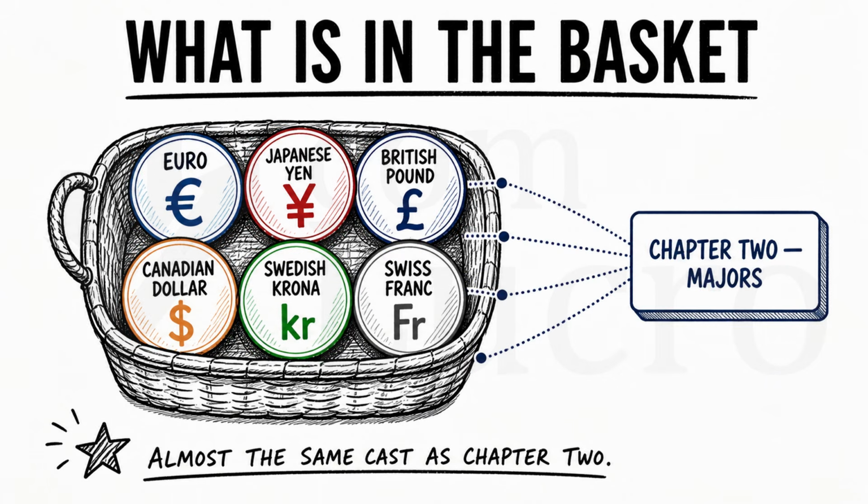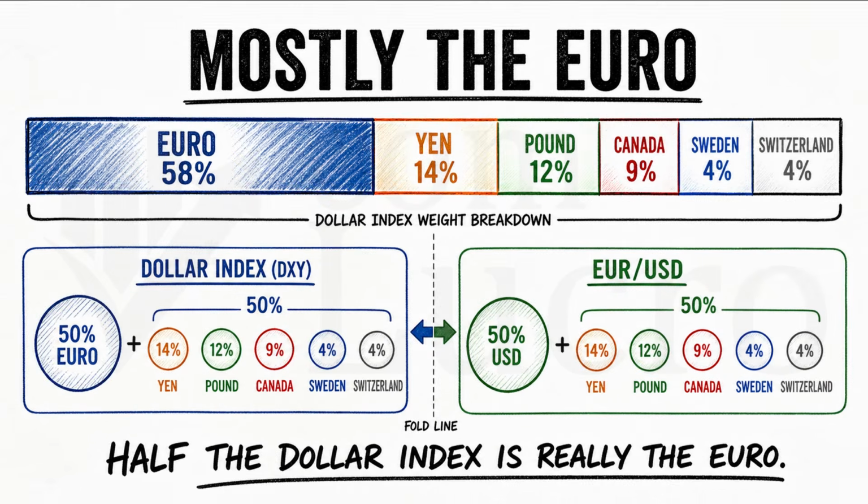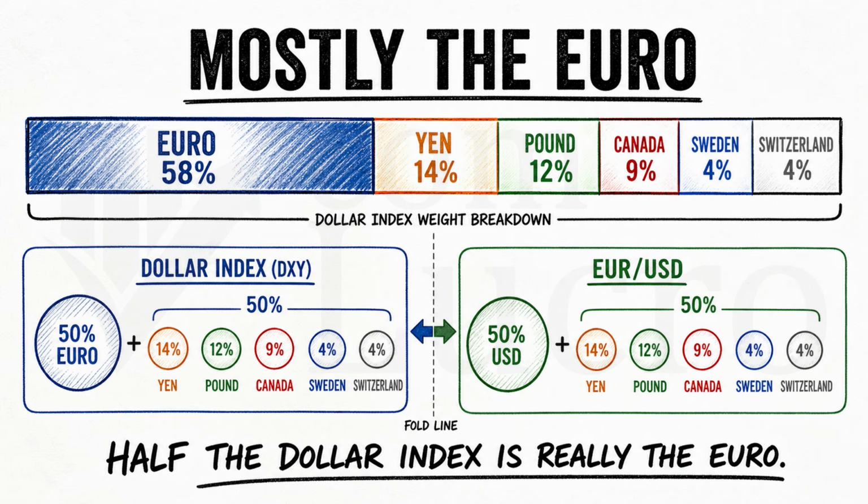And the basket has 6 currencies in it: the euro, the Japanese yen, the British pound, the Canadian dollar, the Swedish krona, and the Swiss franc. Notice something? Those are almost exactly the majors we spent all of Chapter 2 on. That's not a coincidence, and it's a big part of why the index lines up so neatly with the pairs you're already watching. But the basket is not split evenly, and this is the part nobody tells beginners.